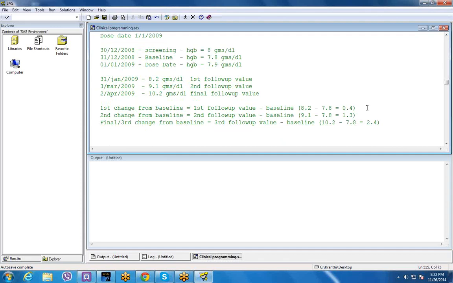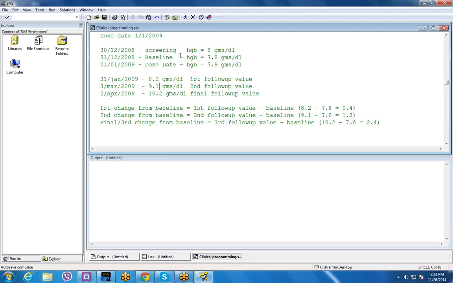Means 0.4 increased. Okay, 0.4 not percent, 0.4 grams increased. Then 9.1 in the second month, second follow-up. So 9.1 minus again baseline. Means we are talking about the change from baseline. It's not the difference between first visit and the second visit. Always we are calculating the change from the baseline how it was, and second week how it was, and third week how it was. But we are not making the calculation between the first week and second week and third week.